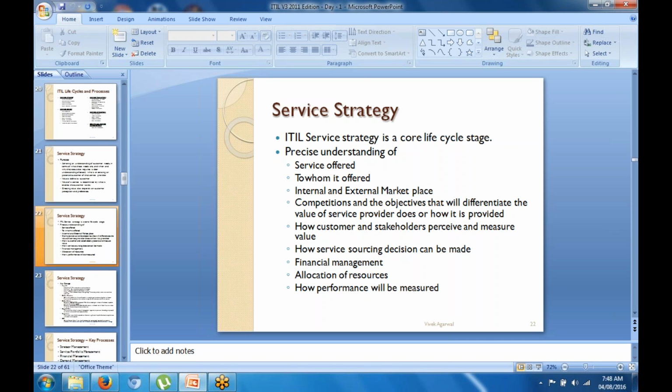We see to whom we are offering, the internal and external marketplace, competitions and the objectives that will differentiate the value of the service provider, how it is provided, how customers and stakeholders perceive and measure value, how service sourcing decisions can be made, financial management of course, allocation of resources, and how performance will be measured. Everything we define, strategy we will design.